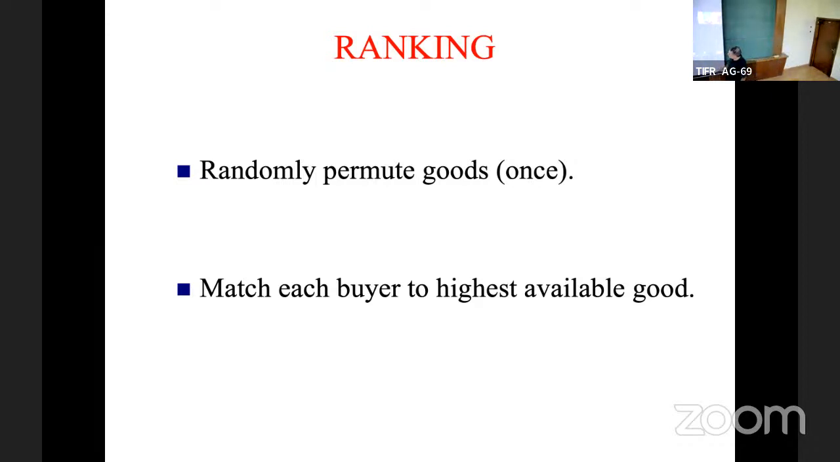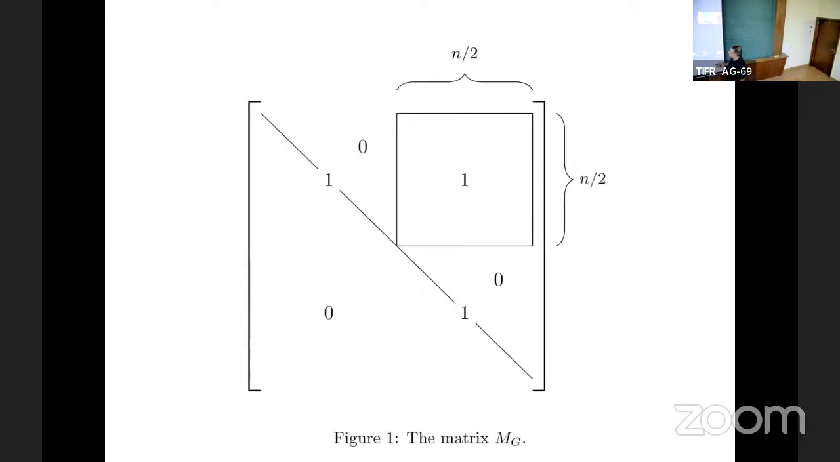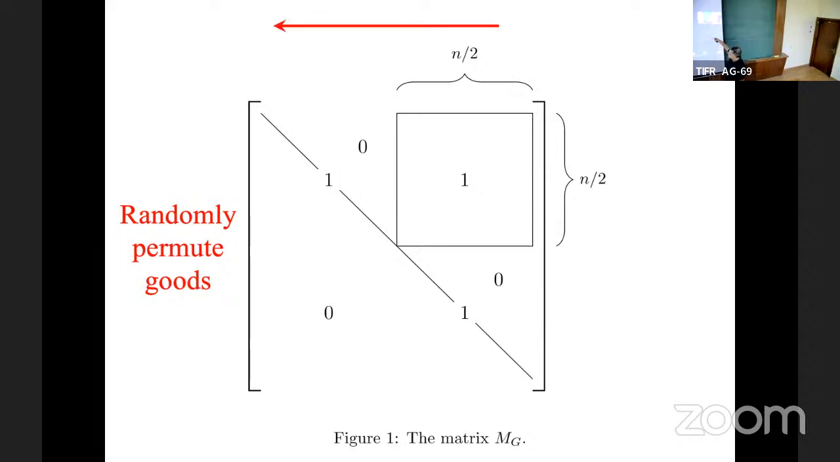So let's see how this works, at least on this example. Here the goods are permuted randomly, so the rows will be permuted randomly, and the columns are coming in that order. And so you would expect half of the bottom rows to go up and half of the top rows to come down. Not exactly, but approximately. Lots of them will go up and lots of them will come down.